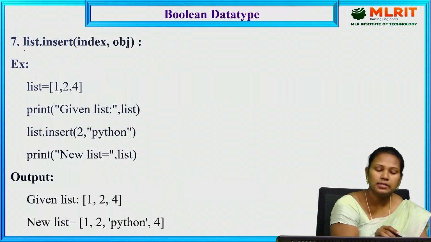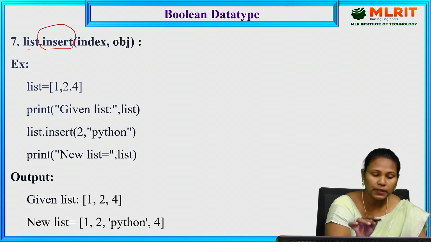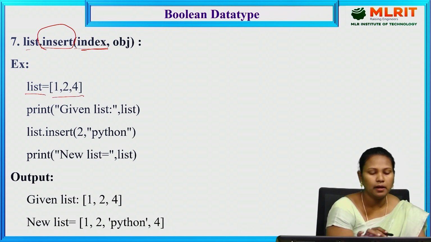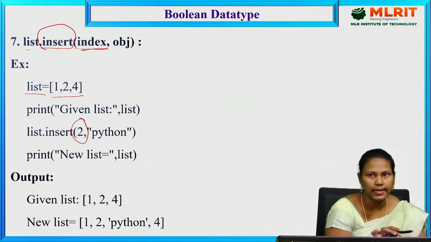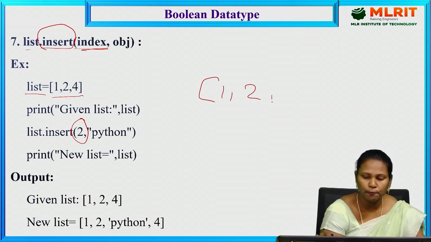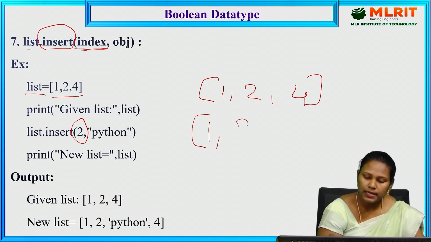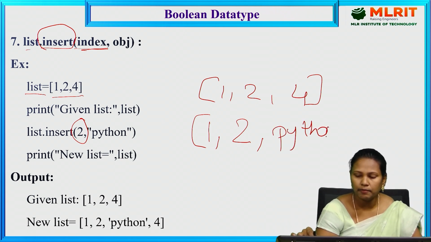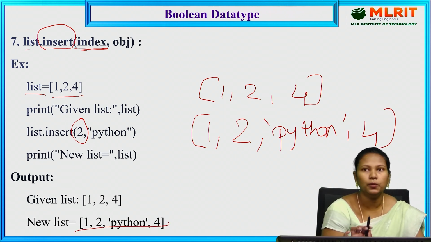The next one is list dot insert. The insert function is used to insert an object at one particular index. We have to specify the index also, and at that index it places the value. So here list is equal to 1, 2, 4, and I want to insert a value at the second index. Now the 0th index is 1 and the 1st index is 2. In the second place I am placing Python, and we are not removing any value like 4. We are just inserting the value.